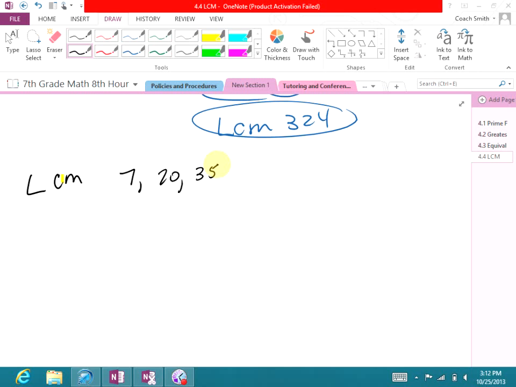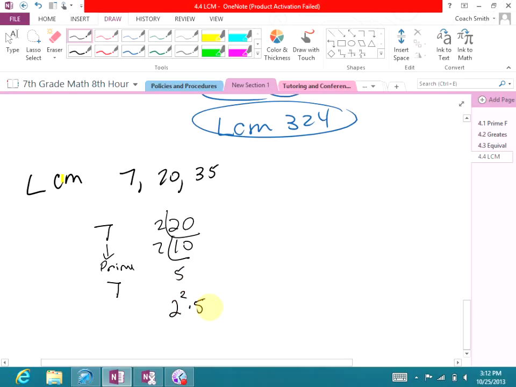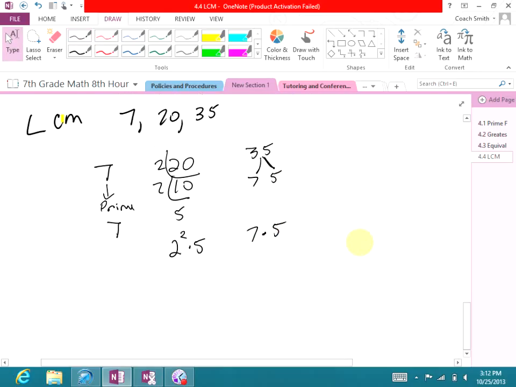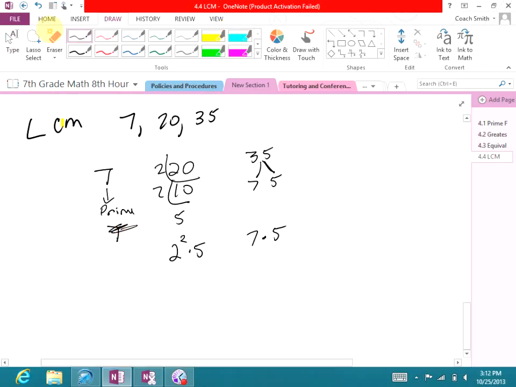of 7, 20, and 35. So step 1 is to prime factor them. So 7 is already prime, so I just bring it down. 20 is 2, 10, 2, and 5. So that's 2 to the second times 5. 35, we'll do factor tree on it, is 7 times 5. So 7 times 5. So, as we look at those 3 prime factorizations, here, here, and there, what are the prime numbers that were used? 7, 2, and 5, right? So 2 times 5 times 7.